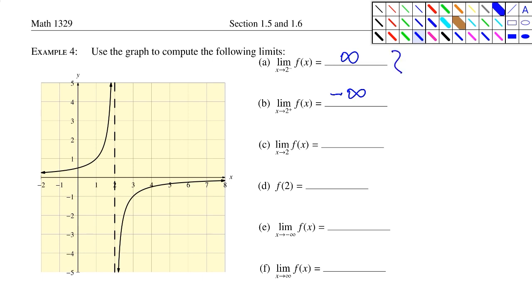And then lastly, for this part of the deal, the limit as x goes to 2 of f of x. Well, these are different values, let's say. So that's infinity and negative infinity. So this one does not exist. Now I should mention something. The limit exists when it is equal to a finite number. So technically, this does not exist either.